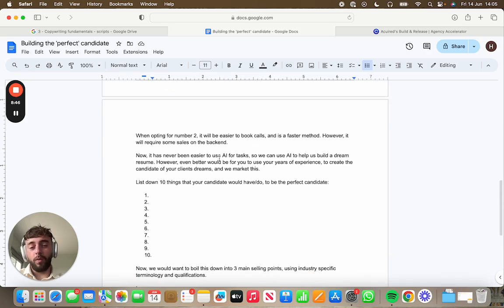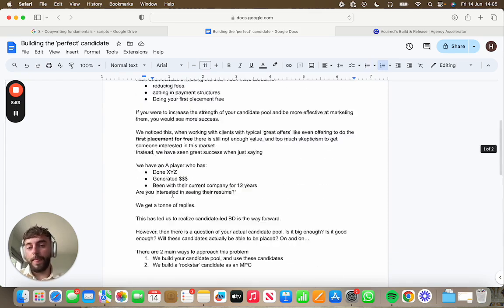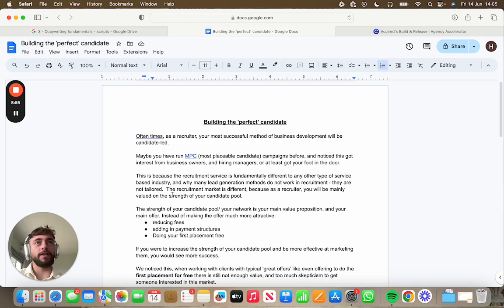So it's just good to be aware of this. It's good to note down things that a perfect candidate would look like for your client, because this is the offer. It's not going in for super low fees or doing a first placement for free. It's nothing like that. It's about building a really, really good, solid candidate and marketing that out to the companies that we're looking to work with.